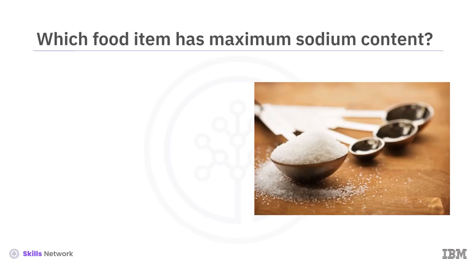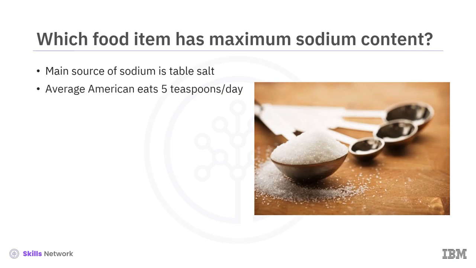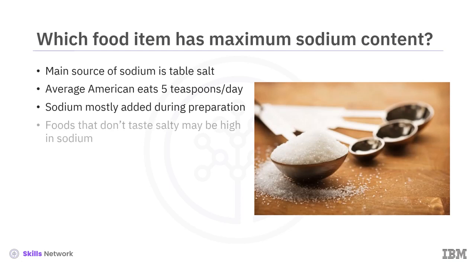Let's try to understand one of the nutrients in the food items, which is sodium. A main source of sodium is table salt. The average American eats 5 or more teaspoons of salt each day. This is about 20 times as much as the body needs. Sodium is found naturally in foods, but a lot of it is added during processing and preparation. Many foods that do not taste salty may still be high in sodium. Large amounts of sodium can be hidden in canned, processed, and convenience foods.